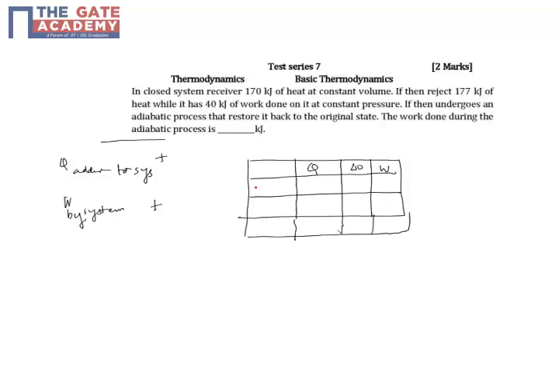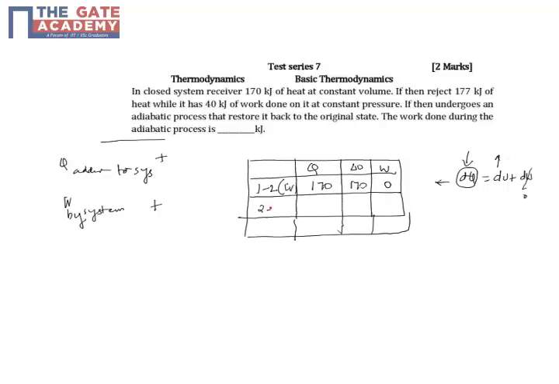Now the process 1 to 2, 170 kilojoules, it's a constant volume process. So 170 is the heat the system receives, so it is added, so it's positive, and there is no work done because it's constant volume. So the increase in internal energy also will be 170, because for each process you can apply dQ = dU + dW. So dW is 0 because it's constant volume, so whatever heat is added increases the internal energy.